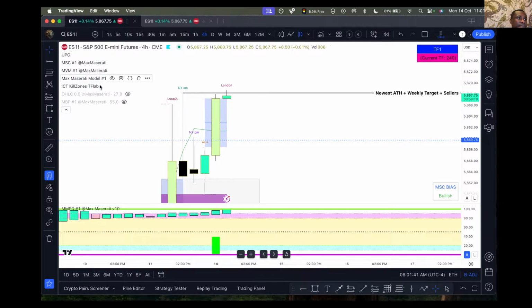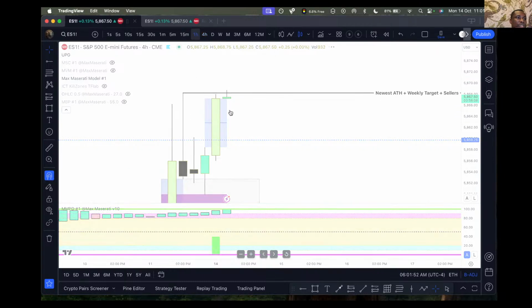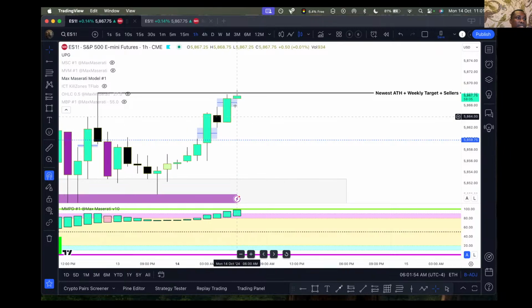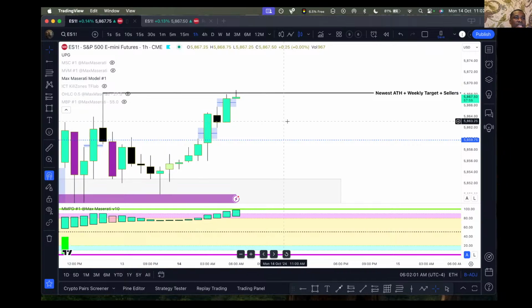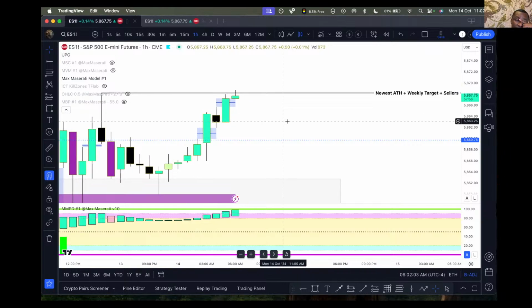See, let me take this out. Right. So let me take the MVM out as well. Let me take this out. See, the market went exactly as I predicted. Boom, on top to the high. So the candle closed bullish, but it didn't touch the newest ATH or our weekly target where we have a lot of sellers.